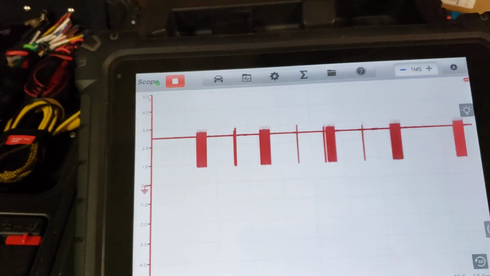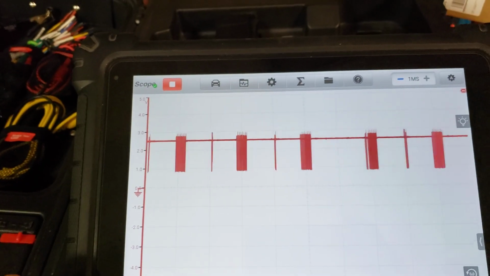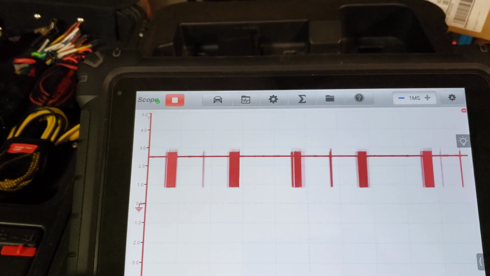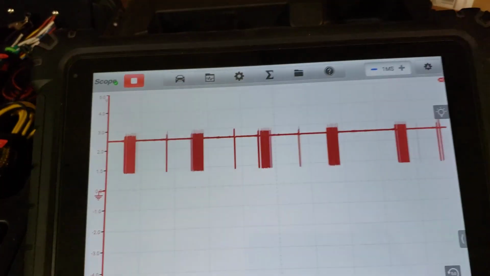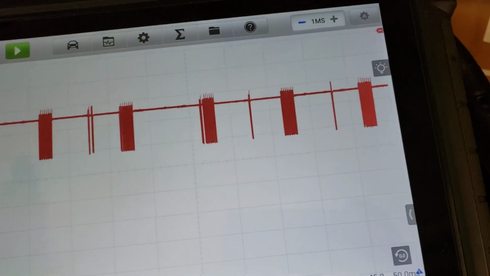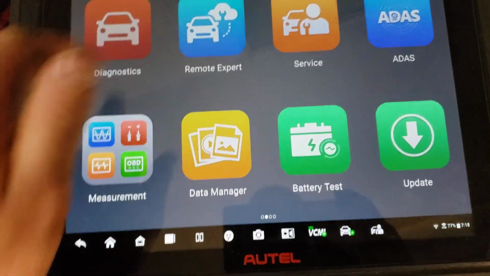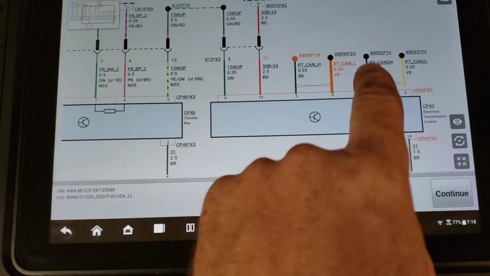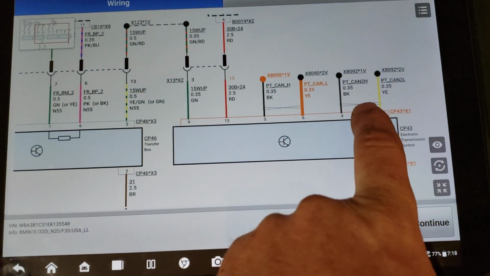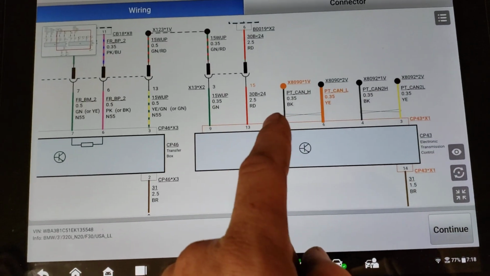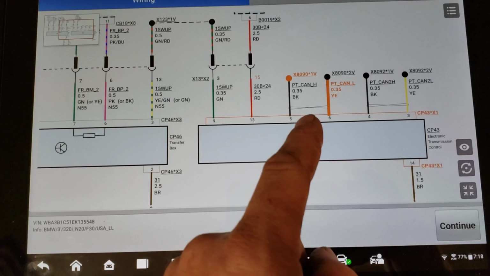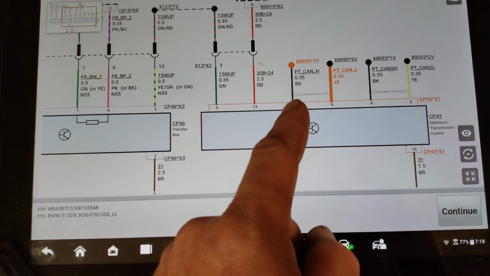Now let's go to low, which is 3. Now I'm on 3, 2.5 volts going down to 1.5, 1.25, roughly in there. Anyways, that's good. That looks good. So the PT CAN, the second bus, I guess, high and low is good. The regular PT CAN high and low, especially your high one, is bad.